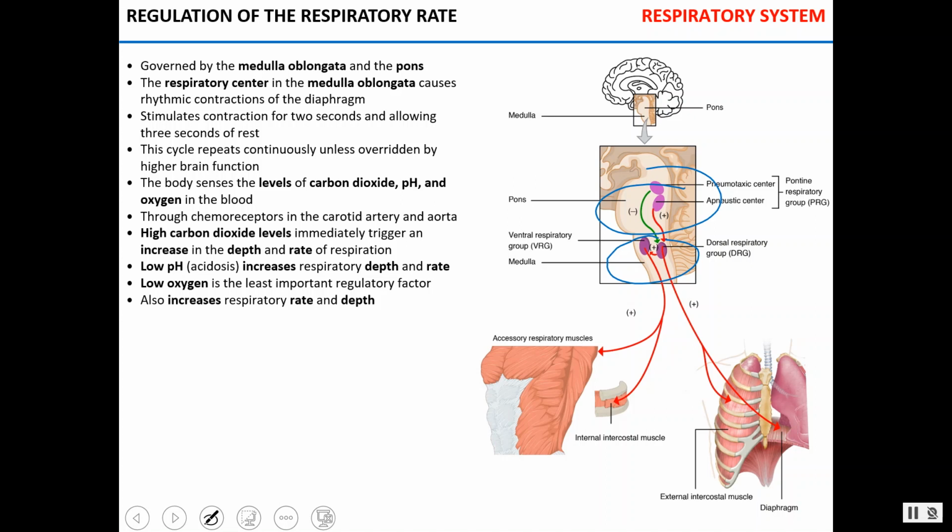Now, what influences the respiratory rate and depth? Three main parameters that affect respiratory rate and depth are carbon dioxide, pH, and oxygen.